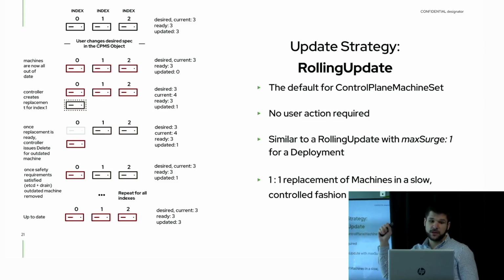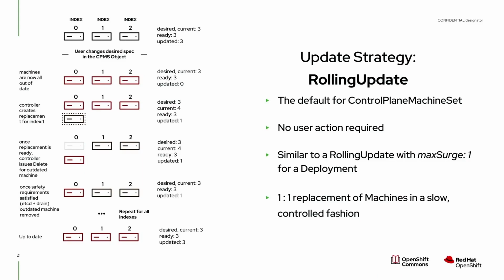They are up to date. What happens is the user then changes the CPMS spec, the control plane machine set spec. The machines immediately go red, which means they are out of date. So the role of the operator now is to go in and replace those machines to match what is contained in the spec. How that is done is the operator goes in and creates a replacement for the first index.